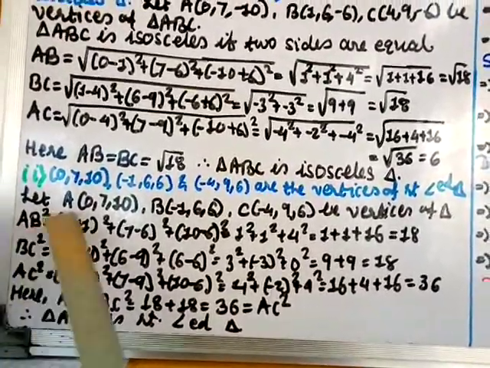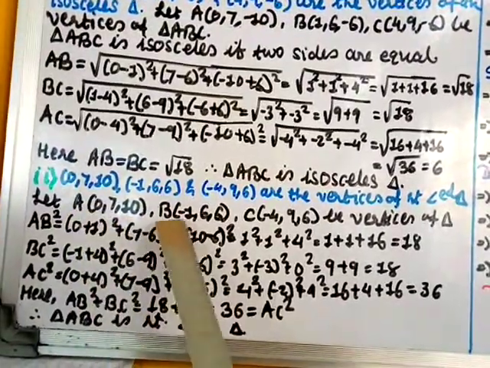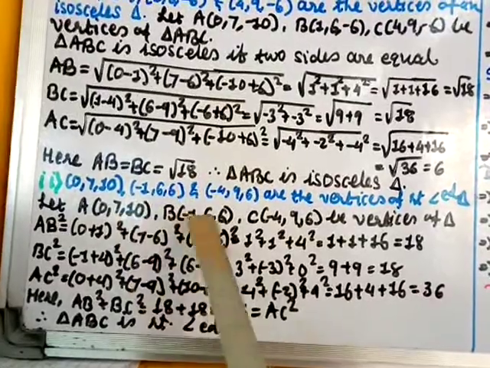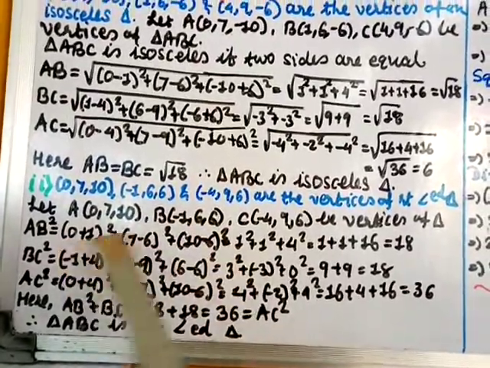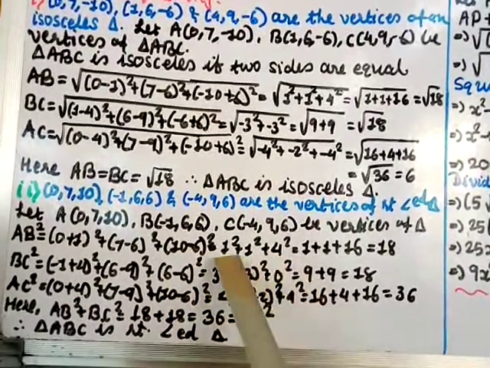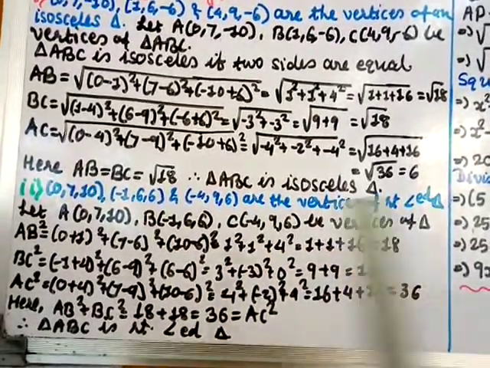So AB square equal to, this A and B, (0 + 1) square plus (7 - 6) whole square plus (10 - 6) whole square, which gives you 1 square plus this also 1 square plus 4 square, equal to 1 plus 1 plus 16 equal to 18.